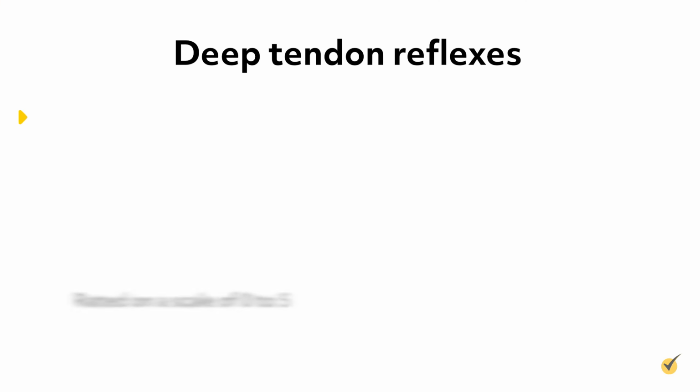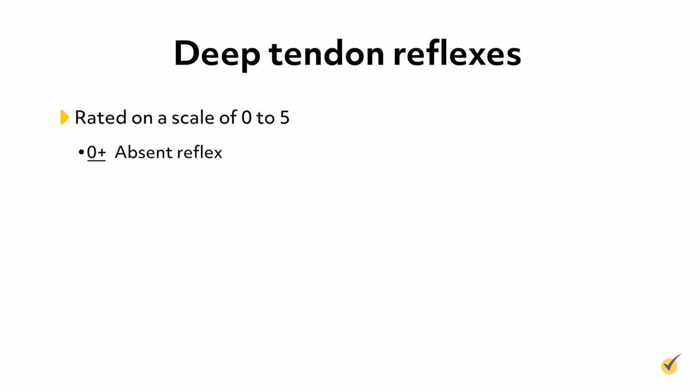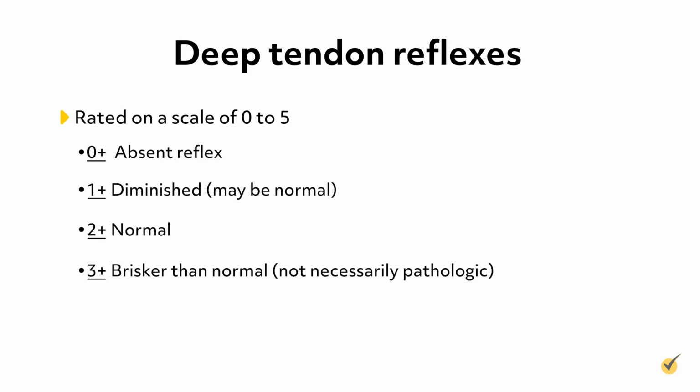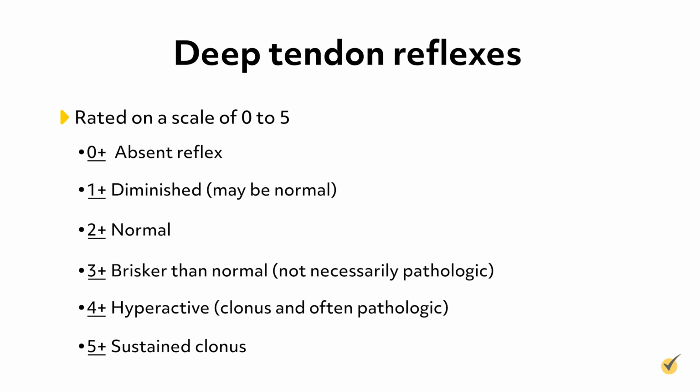Deep tendon reflexes are rated on a scale of 0 to 5, with 0 being an absent reflex. 1 is diminished, or maybe normal. 2 is normal. 3 is brisker than normal, not necessarily pathologic. 4 is hyperactive, considered clonus and often pathologic. And 5 is sustained clonus.